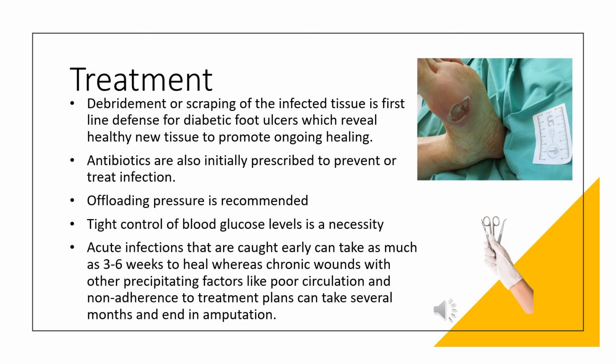Acute infections that are caught early can take as much as 3 to 6 weeks to heal, but chronic wounds and wounds that reopen, along with precipitating factors as discussed, like poor circulation and non-adherence to treatment plans, can take several months to heal, and if the wound does not end up healing, it can end in amputation.